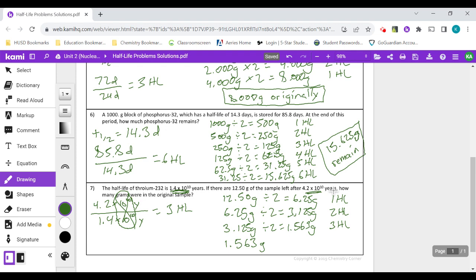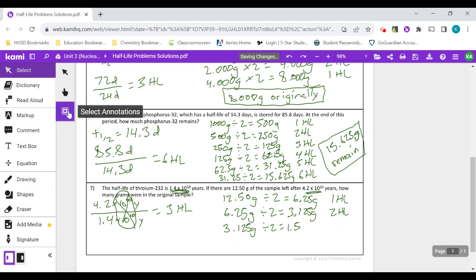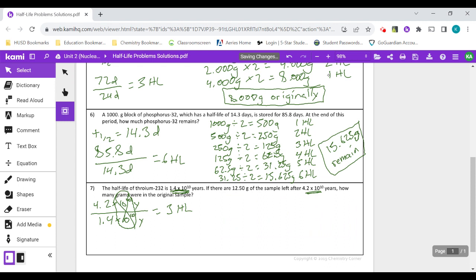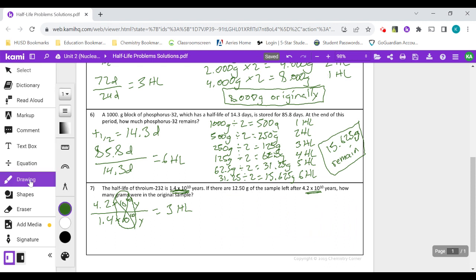Oops. I made an oopsie. It says right here, how many grams were in the original sample? I actually have to go backwards. Yikes, that's embarrassing. Let's go ahead and fix all this up. Select annotations. I want to get rid of all of these. Delete those. That's the beautiful thing. That never happened.